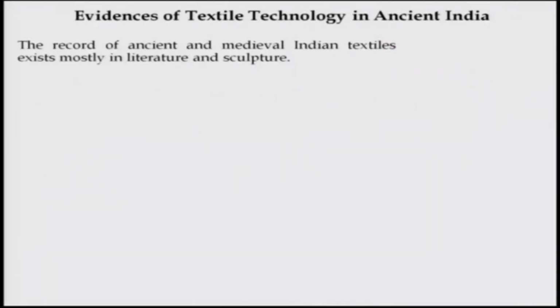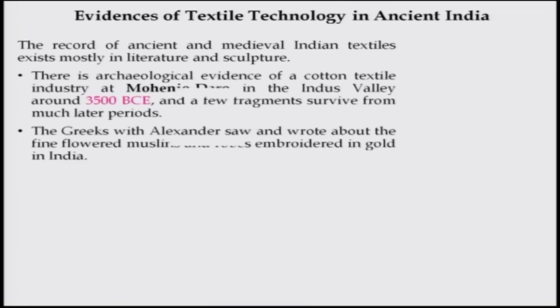The record of ancient and medieval Indian textiles exists mostly in literature and sculptures. There is archaeological evidence of a cotton textile industry at Mohenjo-daro in the Indus Valley civilization around 3500 BC.